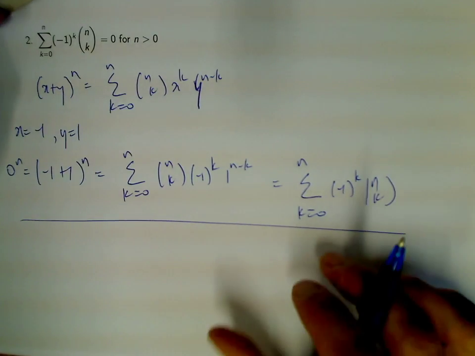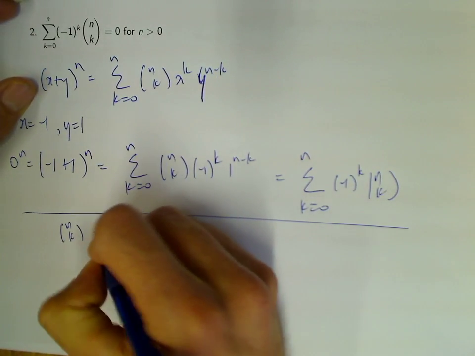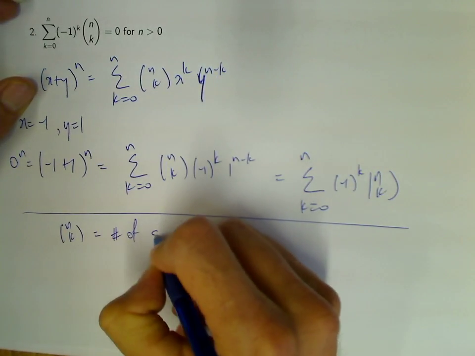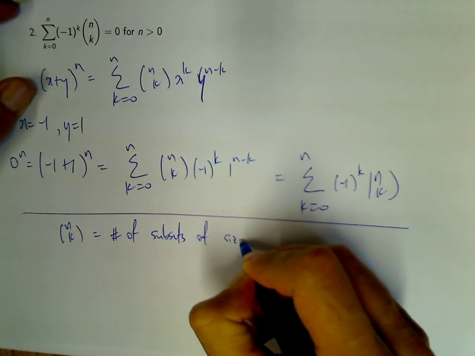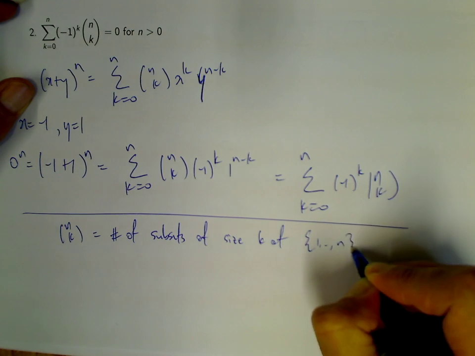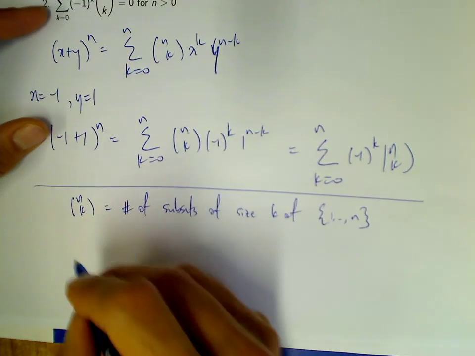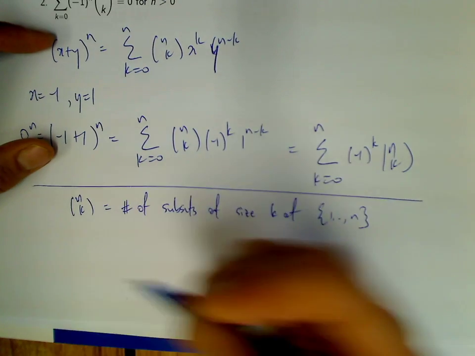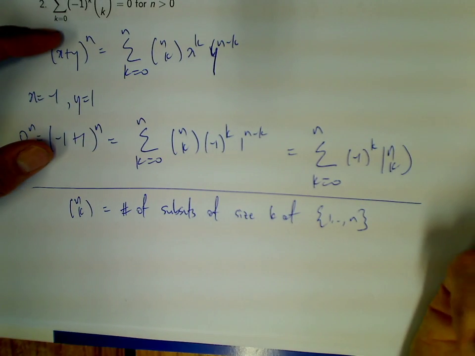But if we think about what this is saying, remember, n choose k is equal to the number of subsets of size k of 1 up to n. And so what we're doing is we're adding all the ones where k is even, and we're subtracting all the ones where k is odd, right?